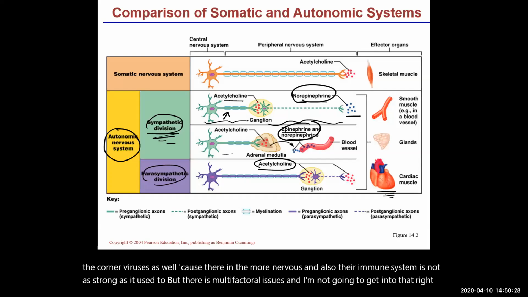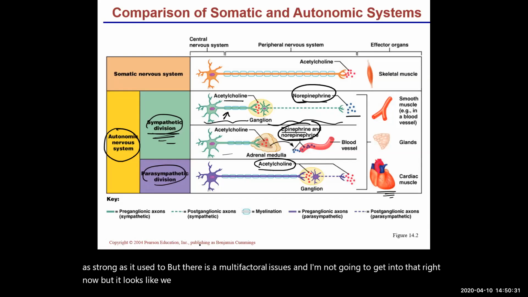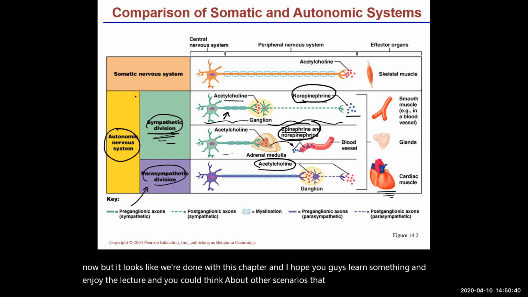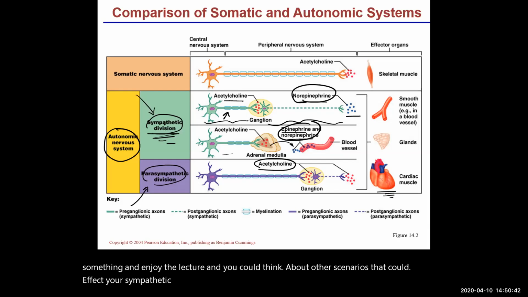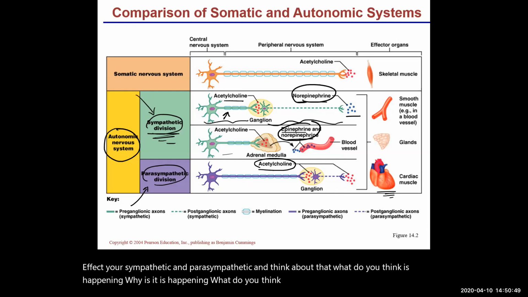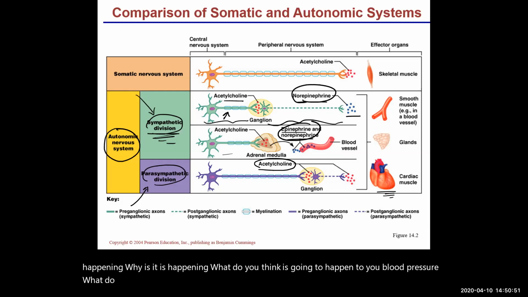But it looks like we are done with this chapter. And I hope you guys learned something and enjoyed the lecture. And you could think about other scenarios that could affect your sympathetic and parasympathetic, and think about that. What do you think is happening? Why is it happening? What do you think is going to happen to your blood pressure? What do you think, like you're watching a scary movie all of a sudden, all right? What do you think happened to your organs? So review that. I think you'll be in good shape.